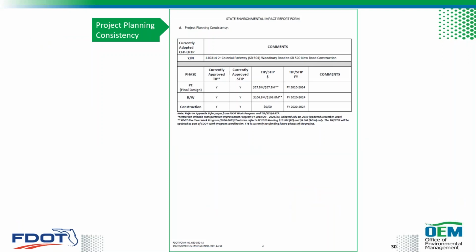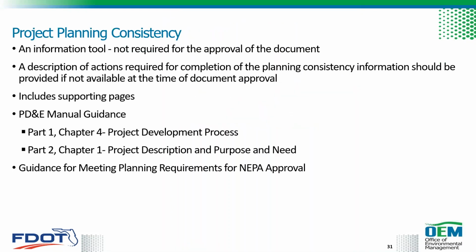Planning consistency information is also documented in the SEER. This information is included to reflect that the project is appropriately described and cost estimates in state and local plans are consistent. And this is a tool that is used to assist in the timely advancement of project funds and future phases of the project. The status of funding for future phases of the project should be included in this table, which is provided in the form. This planning consistency information is helpful to make sure that the project is in good standing.